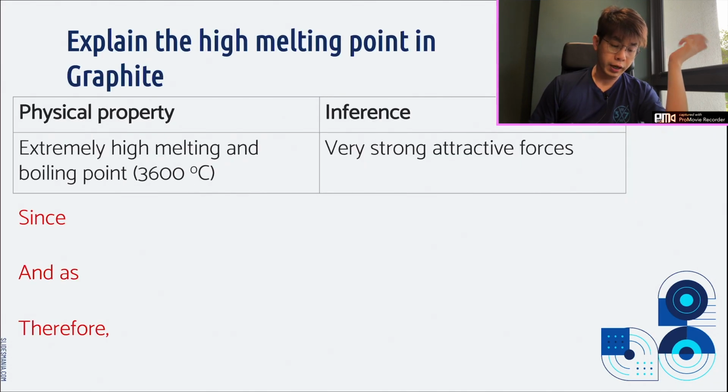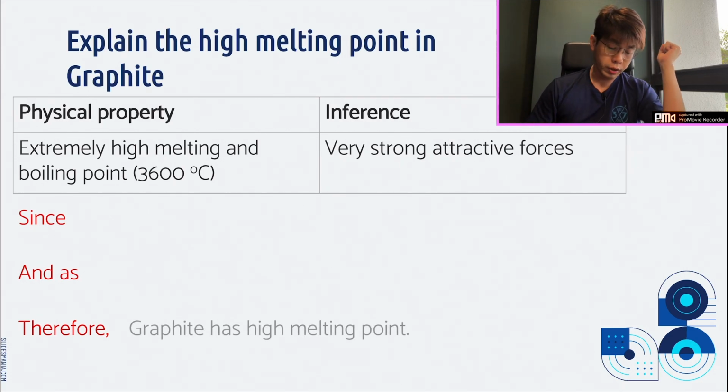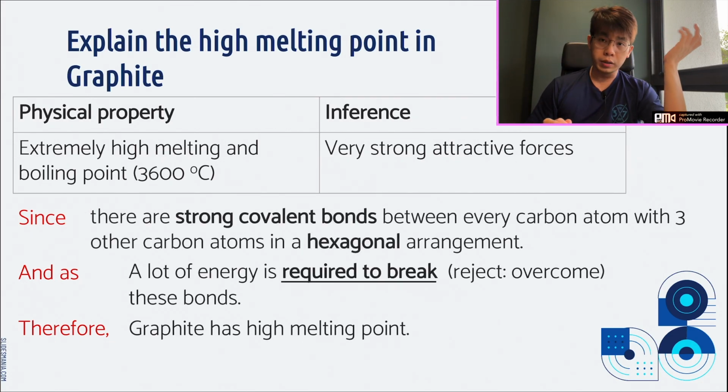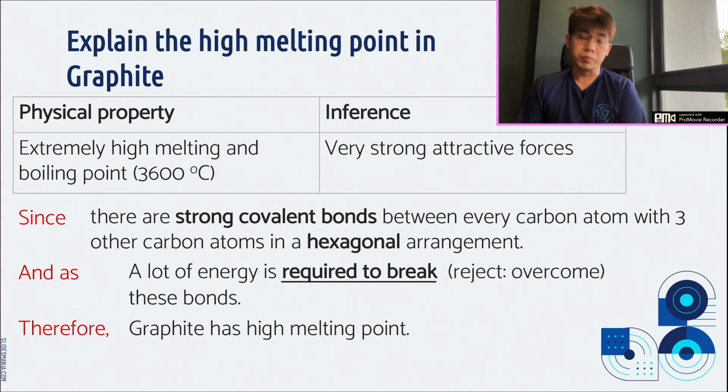So firstly, a high melting and boiling point. When we are melting or boiling graphite, we are not separating the layers, we are actually breaking the covalent bonds. So how we explain the high melting and boiling point is that since there are strong covalent bonds between every carbon atom with 3 other carbon atoms in a hexagonal arrangement, a lot of energy is required to break these bonds. Remember, break bonds, overcome forces. This time here is bonds, so break the bonds. Therefore, graphite has a high melting point.